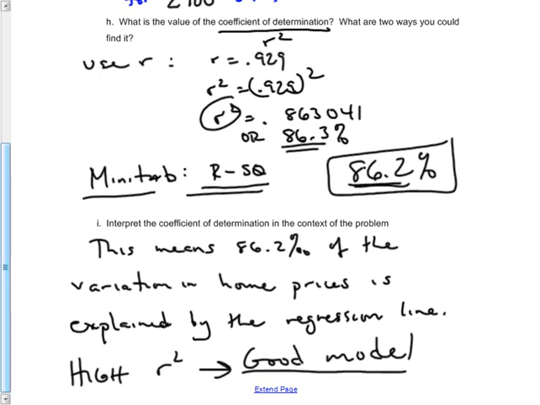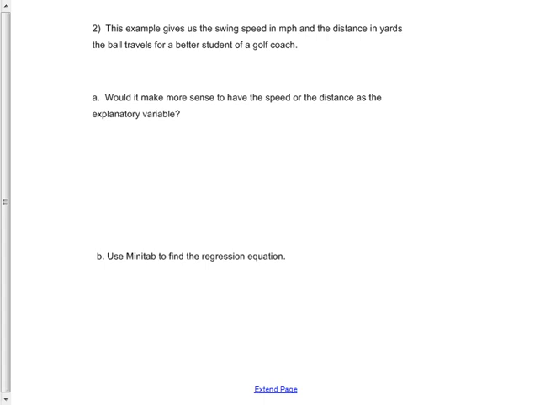Alright, so a lot of different things that we can be asked to do regarding this linear regression. Let's take a look at another example. Alright, so again, if we look at the data set, hopefully you have it, the example problems printed out. We're looking at a sports scenario here.